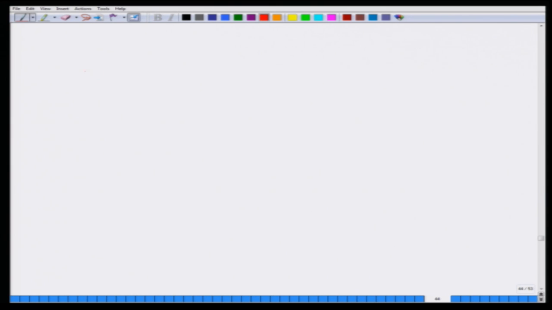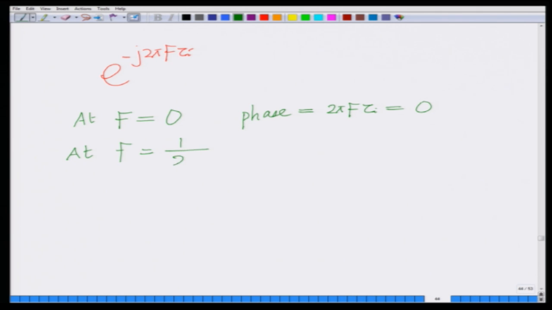Now let us look at a typical component, e to the power of minus j 2 pi f tau_i. Let us consider two cases. At f equal to 0, the phase 2 pi f tau_i is equal to 0. At f equals 1 by 2 tau_i, what is the phase? The phase is equal to 2 pi times 1 by 2 tau_i times tau_i, which is equal to pi. All right. So, at f equal to 0, the phase is 0, and at f equal to 1 over 2 tau_i, the phase is pi.